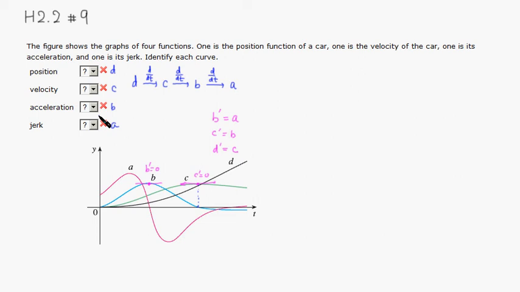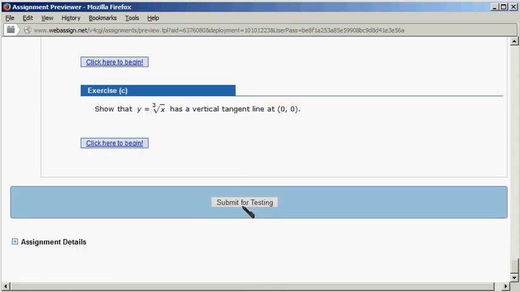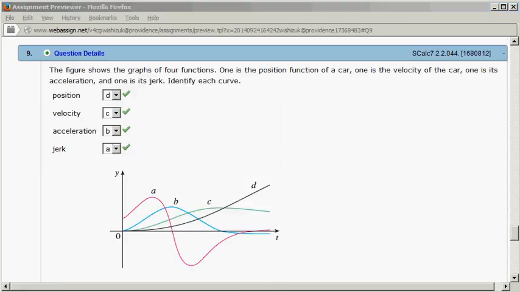So let's type it in. All right, so what we had was D, C, B, and A. All right, so let's check the answer. All right, it came back and looks like we got all of these correctly.